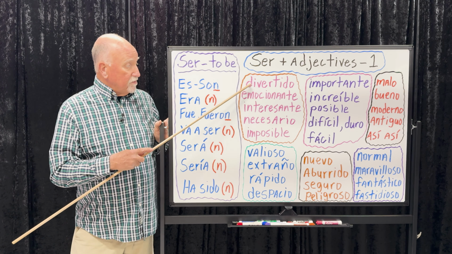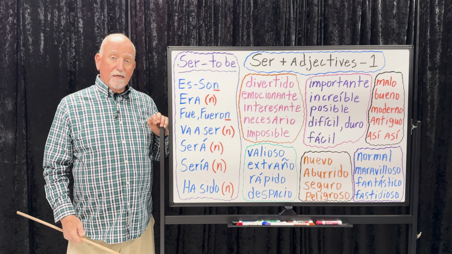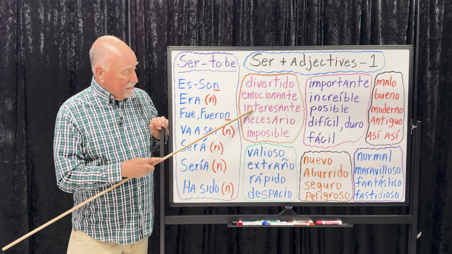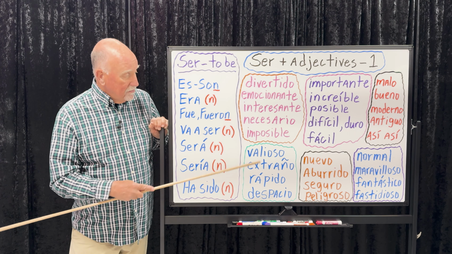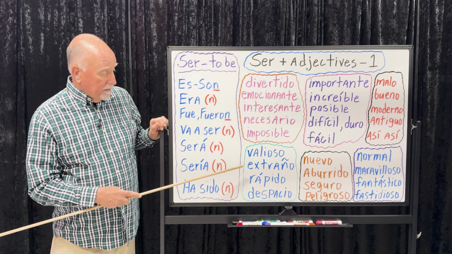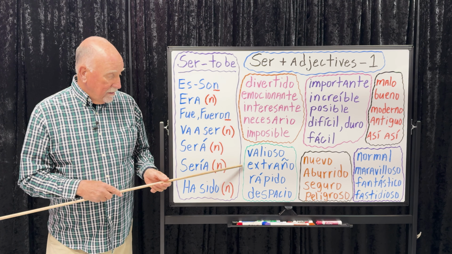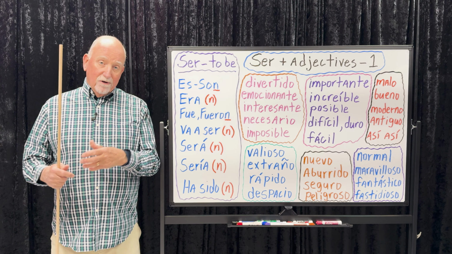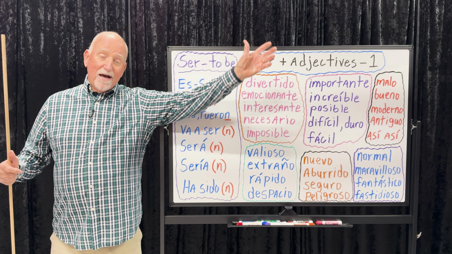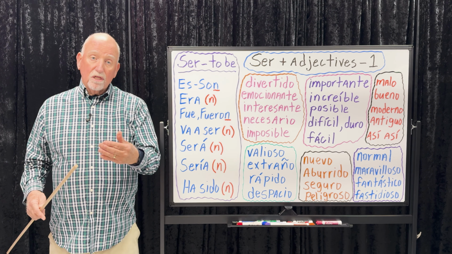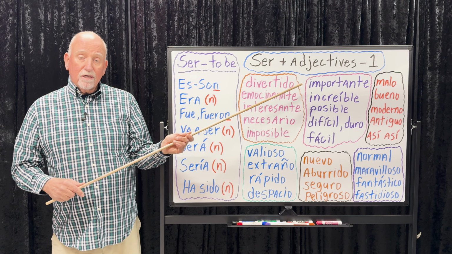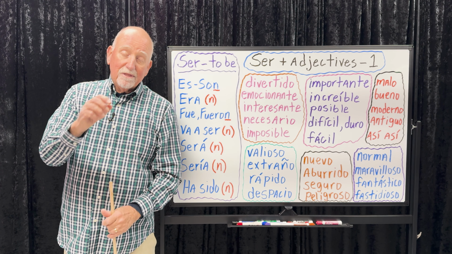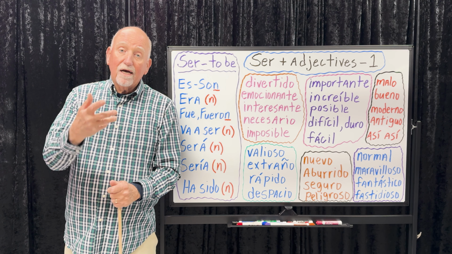We have divertido, fun, emocionante, exciting, interesante, interesting. Look at all these cognates. Interesante, necesario, imposible, impossible, valioso, valuable, extraño, strange, odd. Rápido, we know that. Learn Spanish, rápido, fast. Despacio, slow. Importante, there's another cognate. What is a cognate? Words that are spelled about the same or identically the same, but they have the same meaning. That's called a cognate, right?